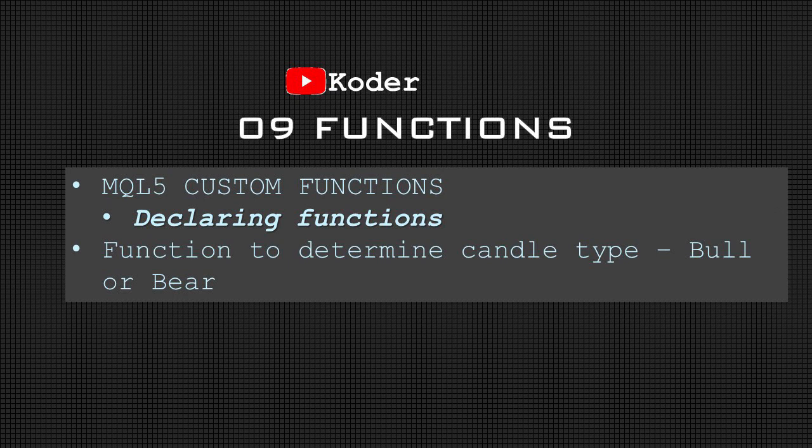Sometimes you have a line of code that you want to reuse over time. One good way to do that is to use functions. In MQL5, how do you declare functions? A function in MQL5 is as simple as this. What you see, something like this.